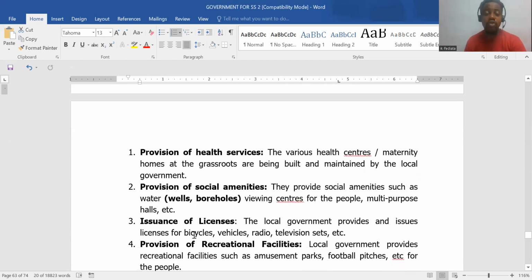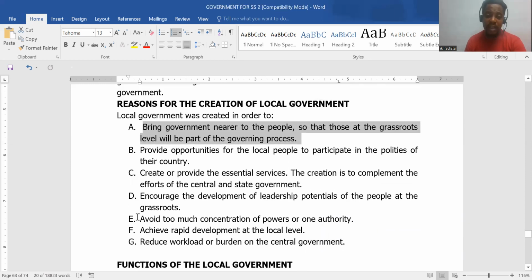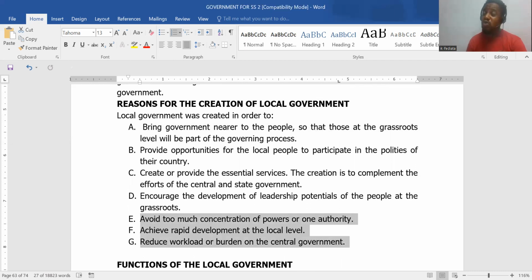So what are the functions of the local governments? Right? So look at it. I hope you understand these points here. These 3 points here. Avoid too much concentration of authority. Right? So authority, power is shared. Then letter G is trying to say that it reduces the workload on the central government because they can share it.